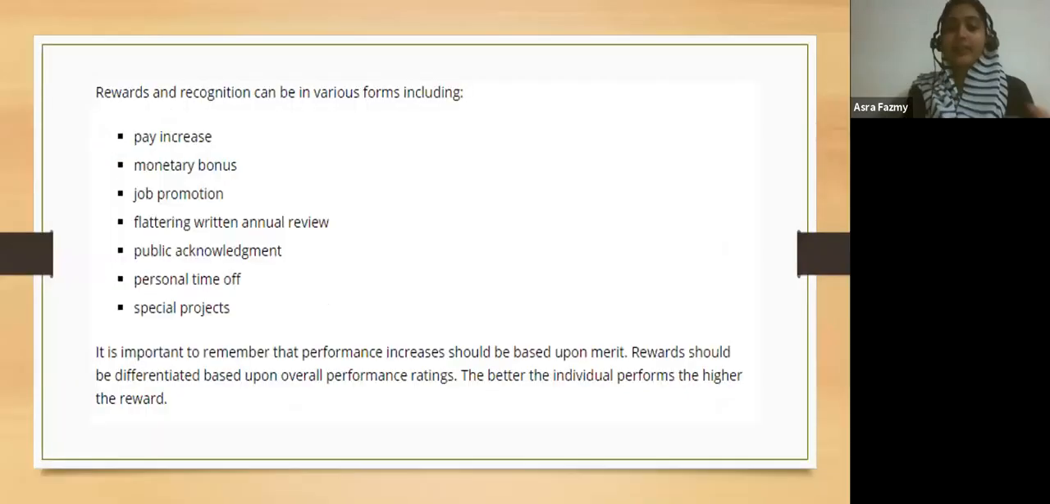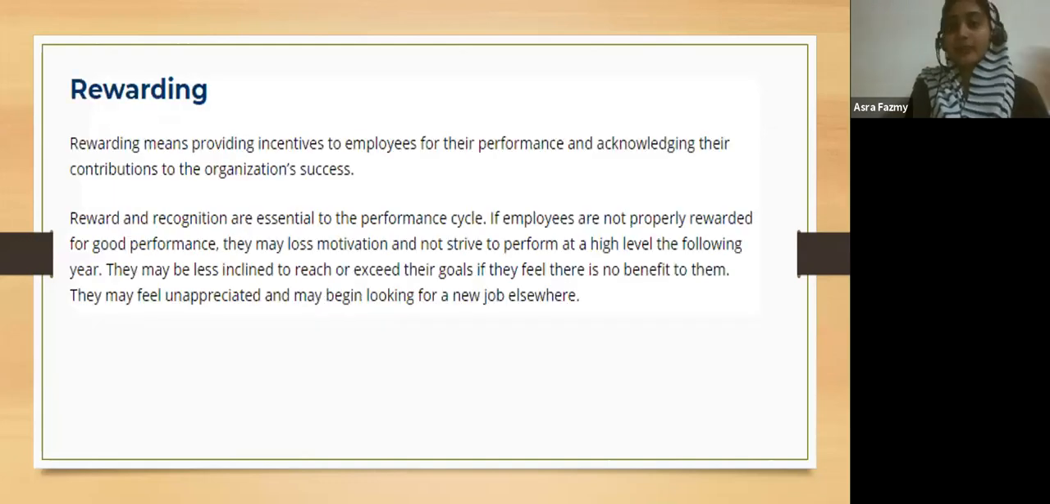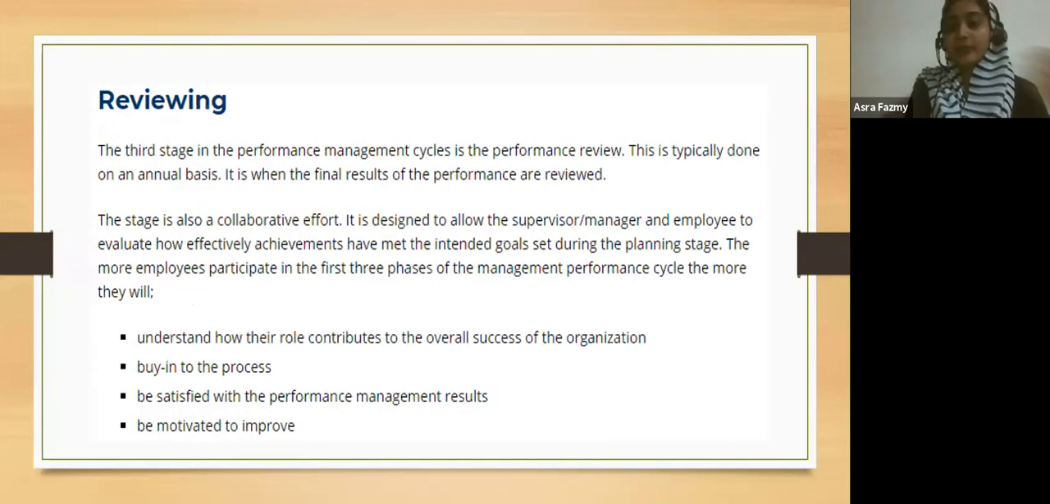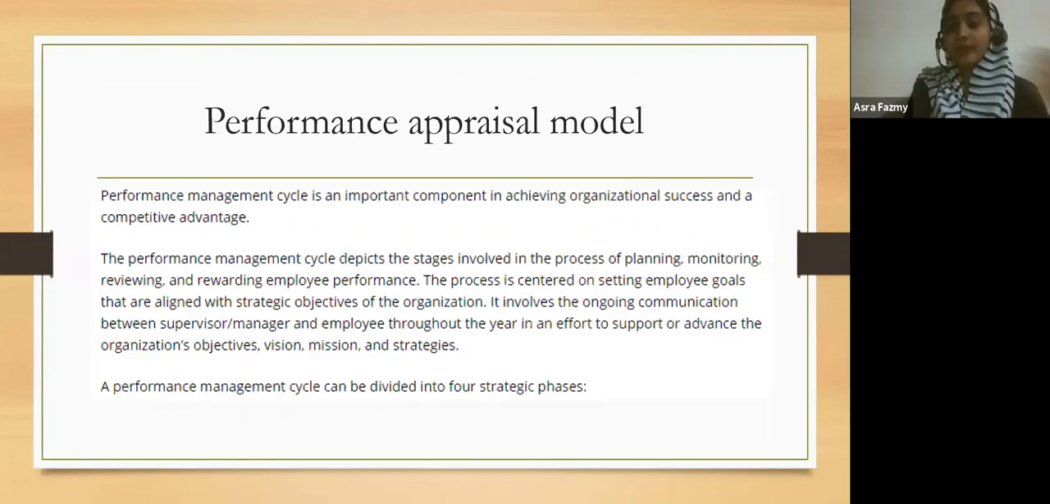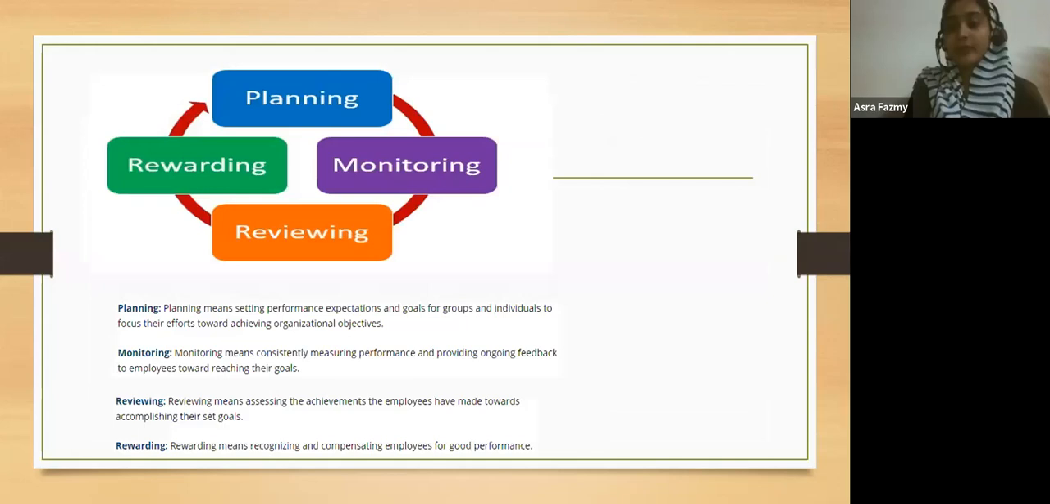Okay, last class we learned about the performance appraisal method. We saw how it works. It starts from planning, monitoring, reviewing, and then rewarding finally. So we went through this whole cycle which happens over and over again. Today we'll be looking at the performance appraisal methods.